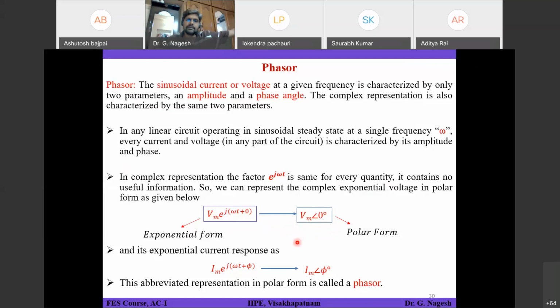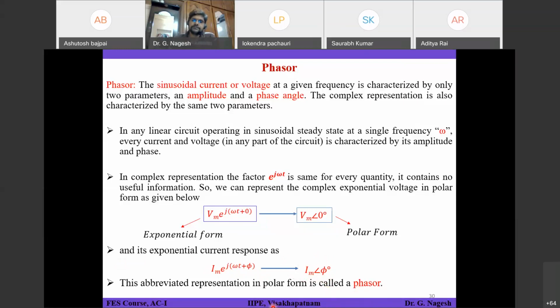The remaining thing, which is not going to change and remains constant, is better not to have in my expression, so I'm removing it. Similarly, if you consider any circuit, its exponential current response can also be represented in this format. Im e power j into omega t plus phi can be represented as Im at an angle of phi. This format is called the polar form, and this polar form of representation is called a phasor.